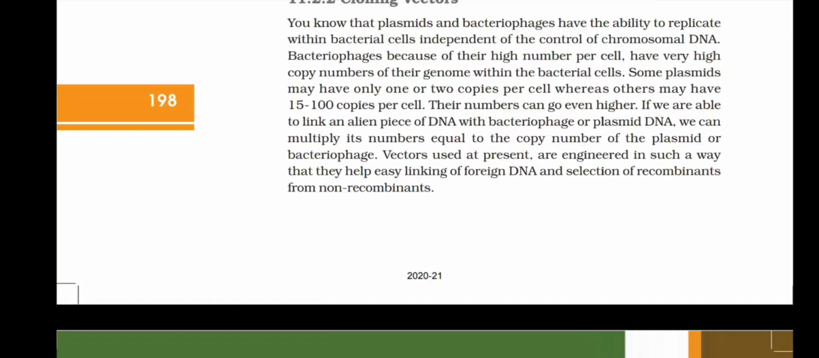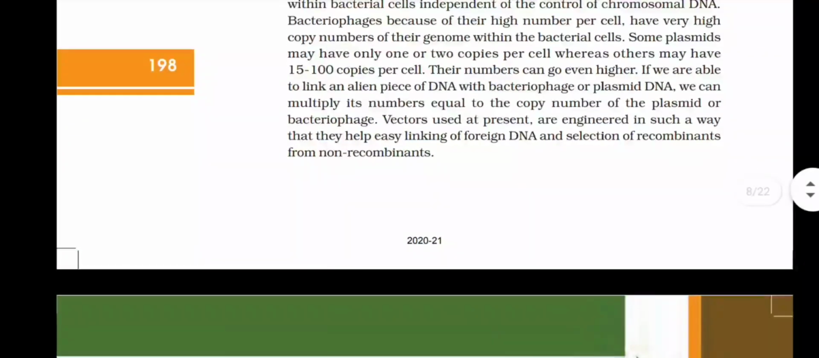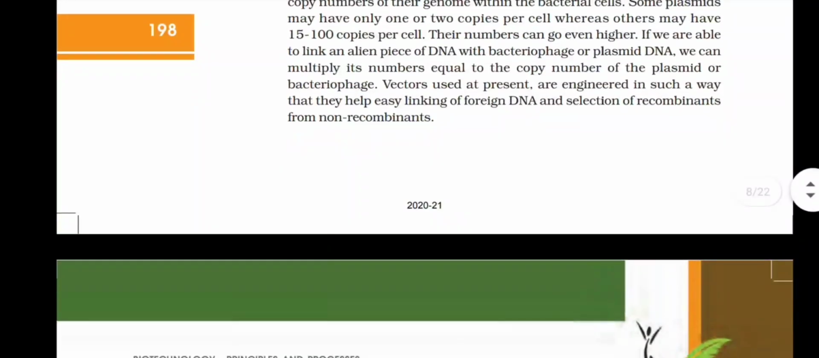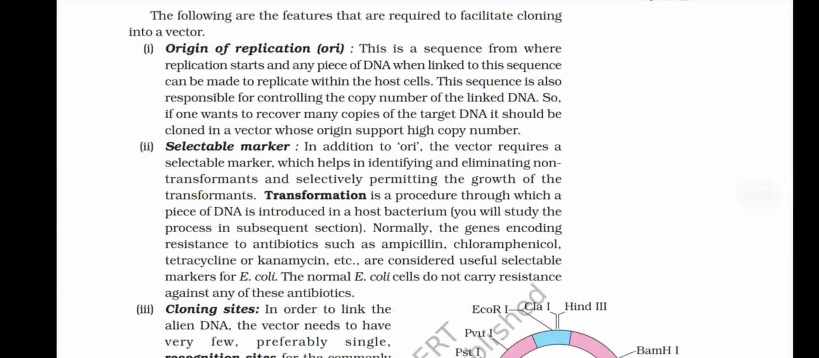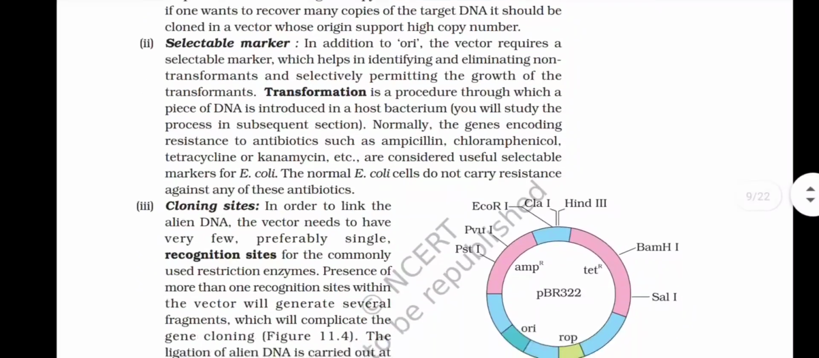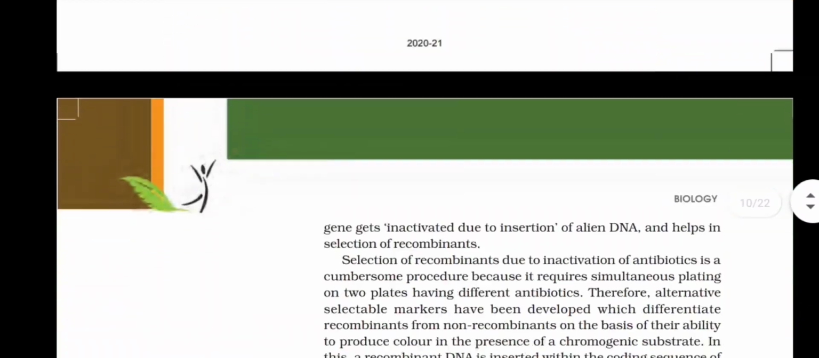If we are able to link an alien piece of DNA with bacteriophage or plasmid DNA, we can multiply its numbers equal to the copy number of the plasmid or bacteriophage. Vectors used at present are engineered in such a way that they help easy linkage of the foreign DNA and selection of recombinants from the non-recombinants. The following features are required to facilitate cloning into a vector: origin of replication, selectable marker, and cloning sites.